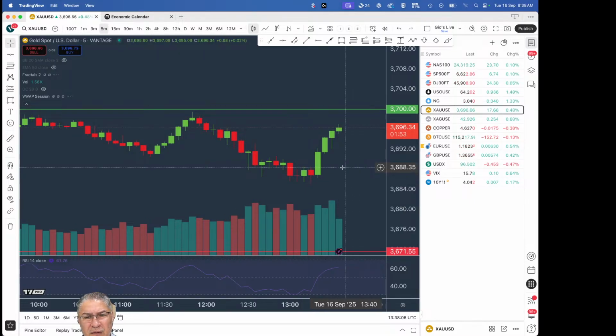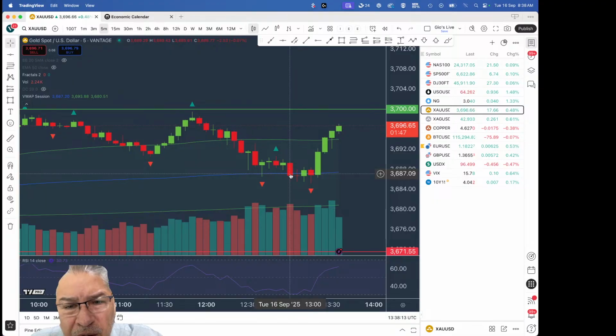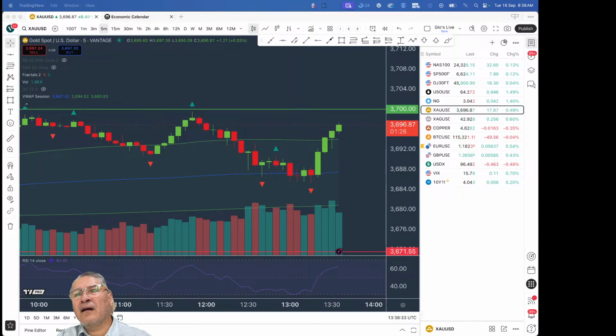Even the fractal takes some time. Alright, so there it goes. There it goes. That was a nice trade to the upside. Fractals in there. So can we continue to push higher? Will we get a rejection up when we reach 3,700? Let's see. Pushing higher, pushing higher. Nicely done.